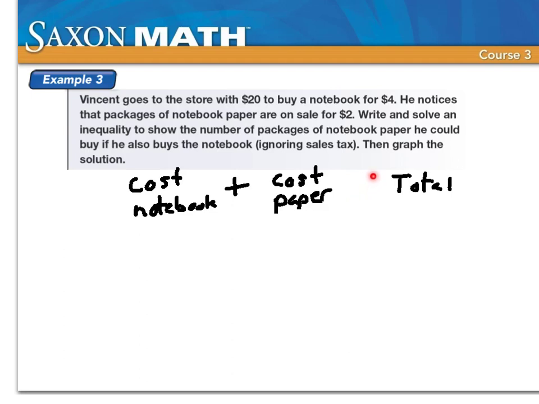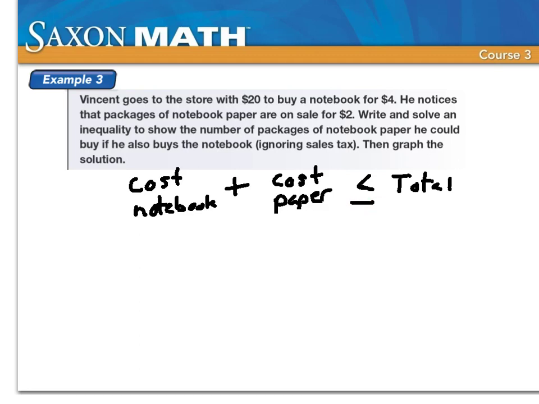Okay? Now normally we would put an equal sign here to figure out how much he could buy, but he doesn't have to spend $20. Okay? He could spend less than that. He could spend $16, $15, $12, whatever it is. So we're going to put a less than or equal to sign here. Okay? Because he could spend exactly his $20, so we have the or equal to part, or he could spend less than that. He can't go over $20 because he doesn't have that much money. Alright, so it's got to be less than $20 or equal to $20.